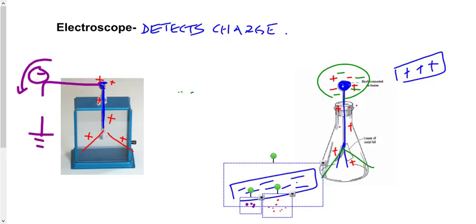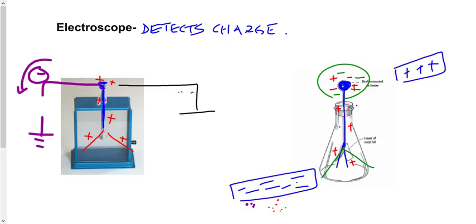Okay, so the steps here, right? I put a negative nearby. It pushed the negatives down into the leaves. I grounded it. It pushed them out of the leaves into the ground. I cut the ground wire. I took the negative object away. Now I'm going to ground it again. What happens?